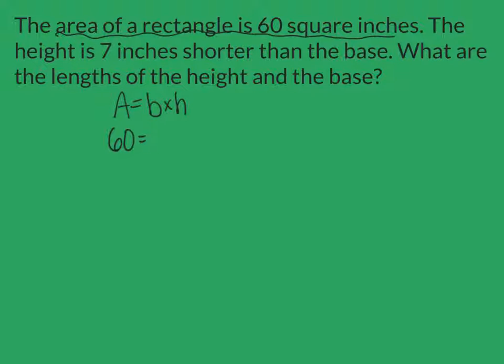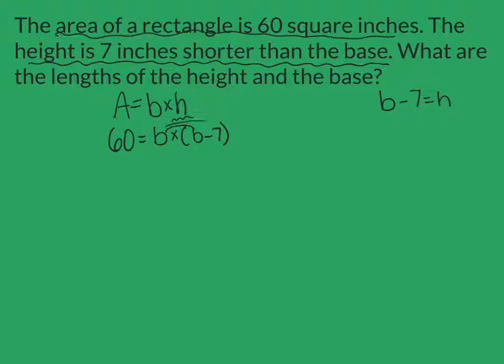Base, do we know the base? No. Times height, do we know the height? No, but we know that the height is 7 inches shorter than the base. So however much the base is, it's going to be, in this case, 7 less because it's shorter, so it's going to be smaller than the base. So the height is equal to b minus 7. So instead of h here, I'm going to put b minus 7.